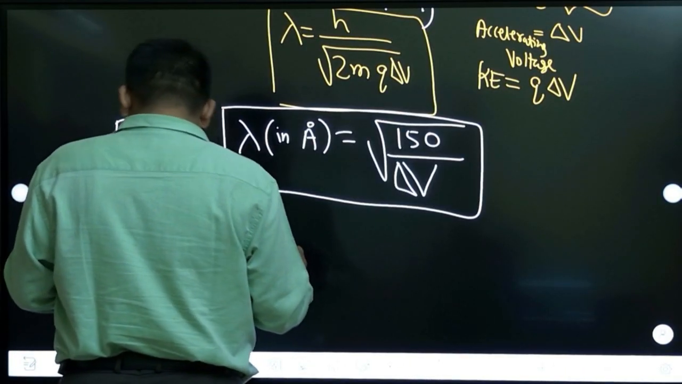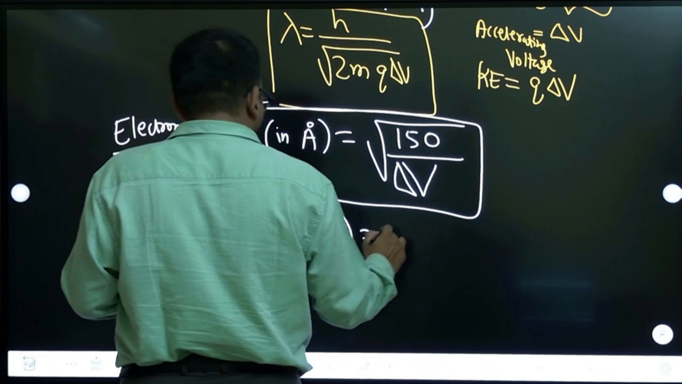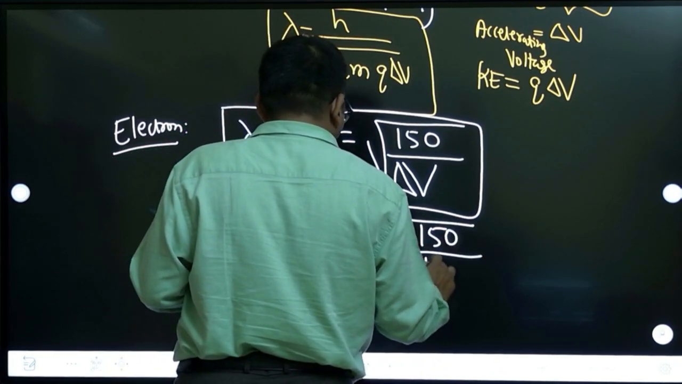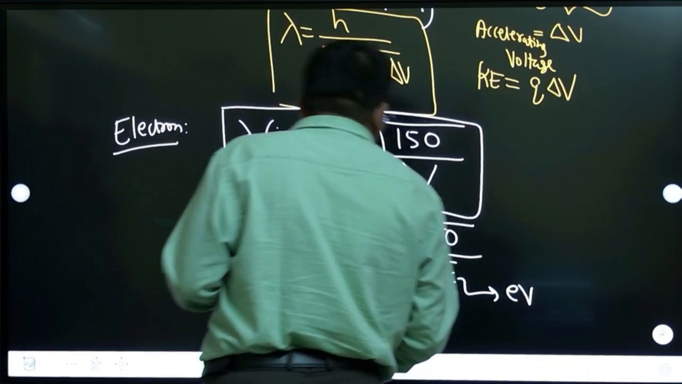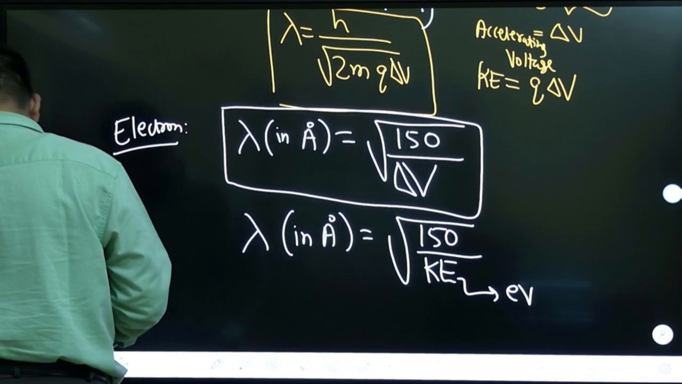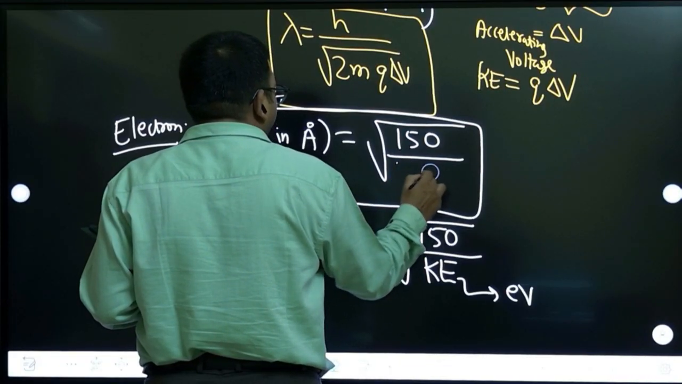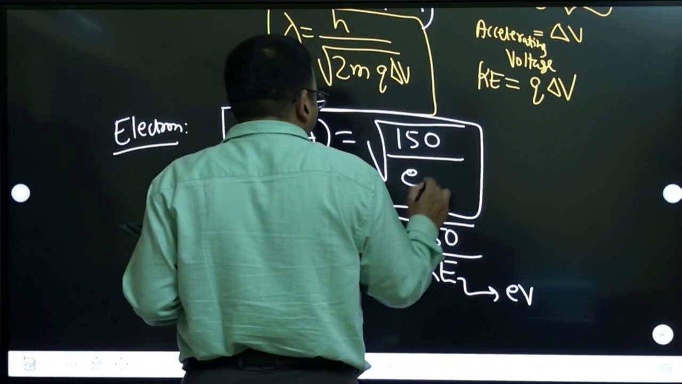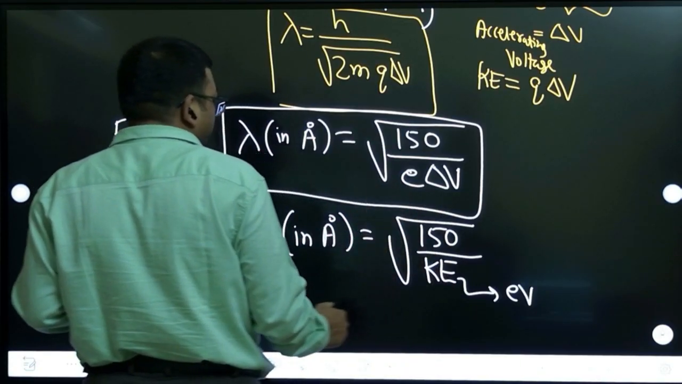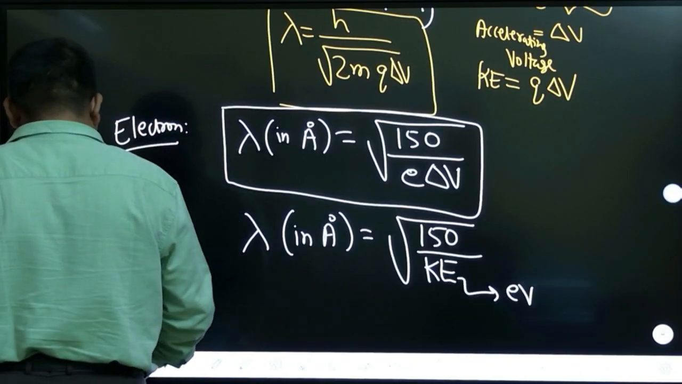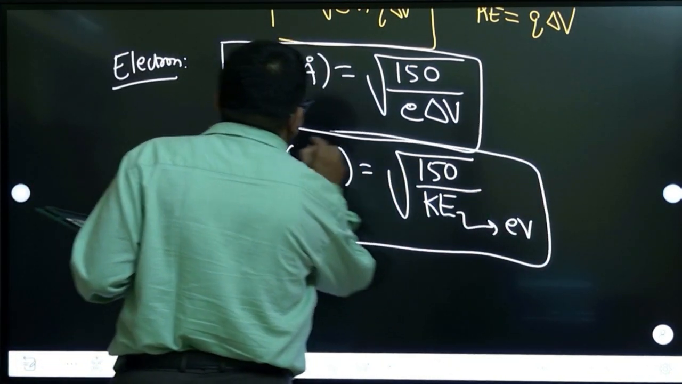Here lambda in angstrom, you also need to substitute in the same formula, 150 by kinetic energy. Kinetic energy you have to keep in electron volt. This will be in electron volt, you need to substitute. Here electron charge is multiplied with the voltage, because this will be given as e into delta V. So delta V you need to substitute here. This e into delta V is the kinetic energy. You can just substitute the values of that. Same formula it is. After doing calculation, you will get the same thing.